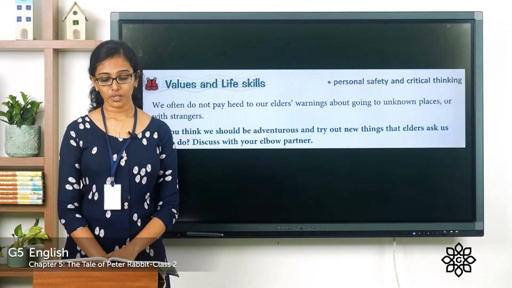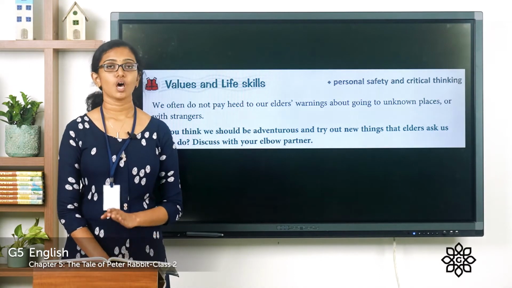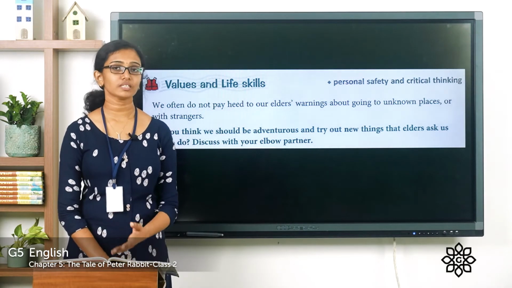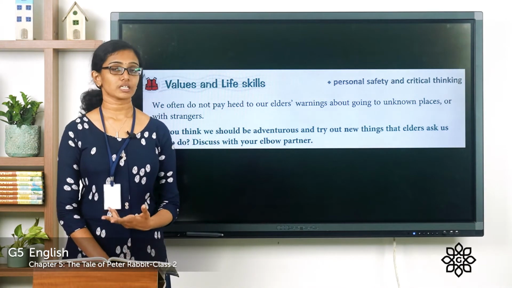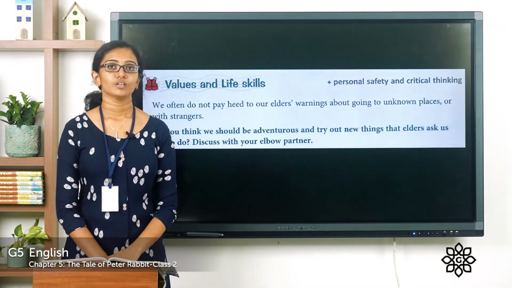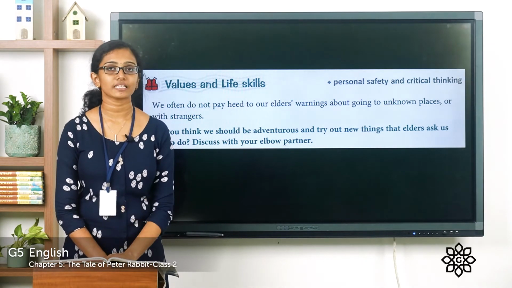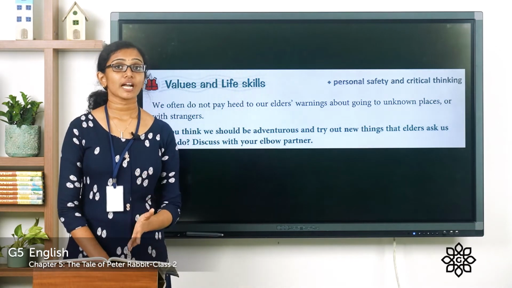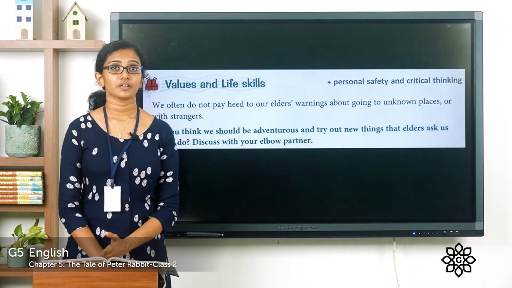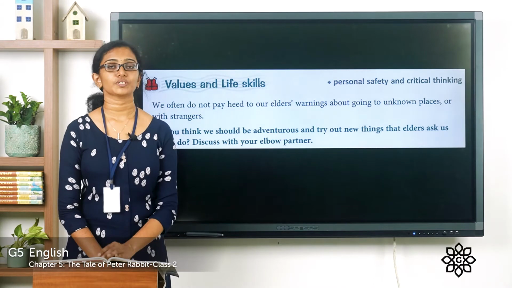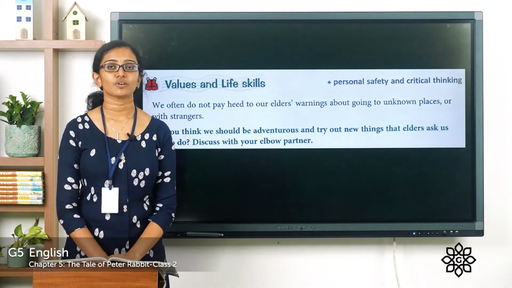Do you think we should be adventurous and try out new things that elders ask us not to do? Discuss with your elbow partner. So do you think we should be adventurous, try out new things without asking the elders? So I suggest as children, it's better to listen to your elders, because trying to be just adventurous without telling your elders can land you in great trouble. So it's always better to listen to your elders.